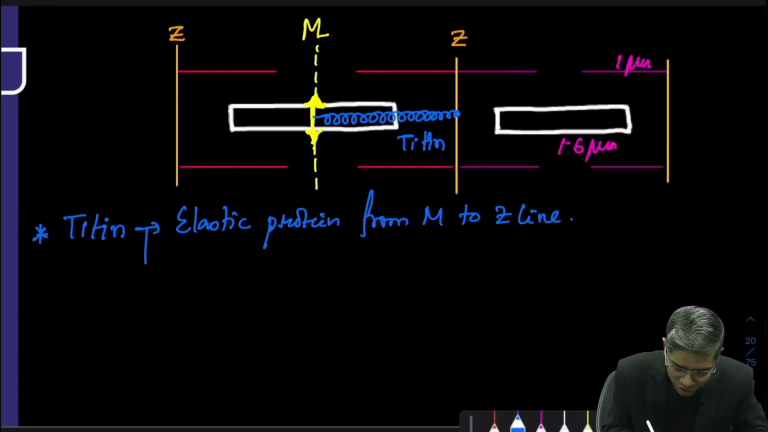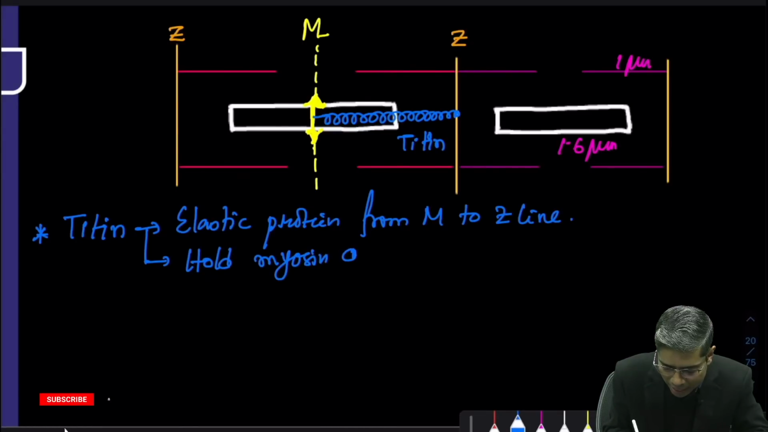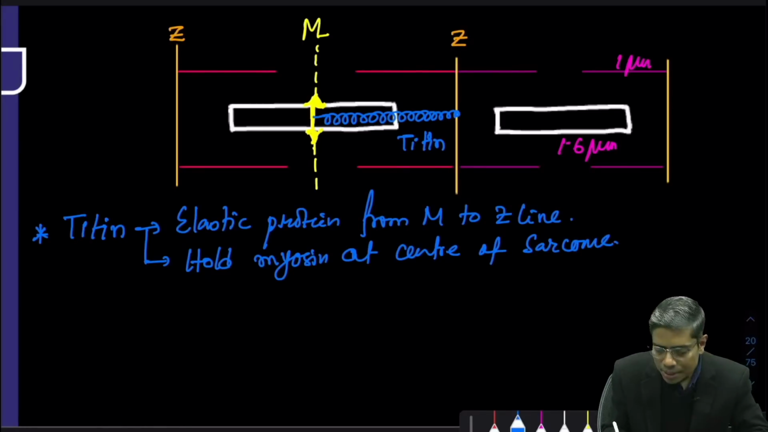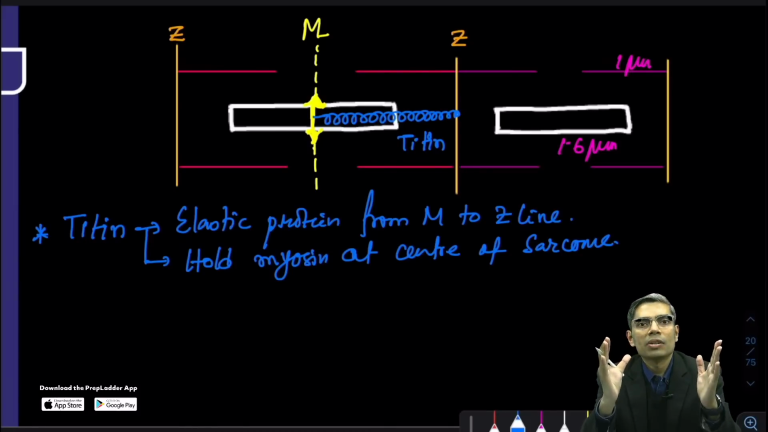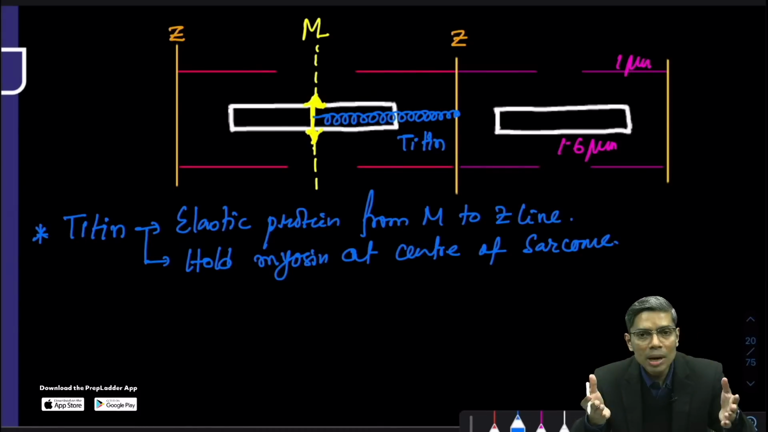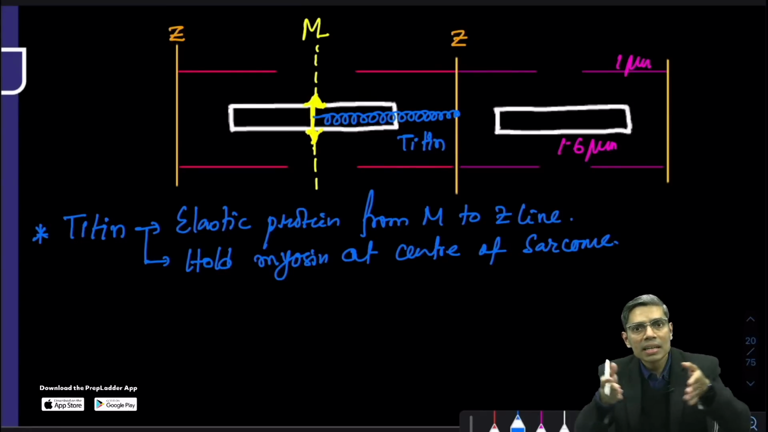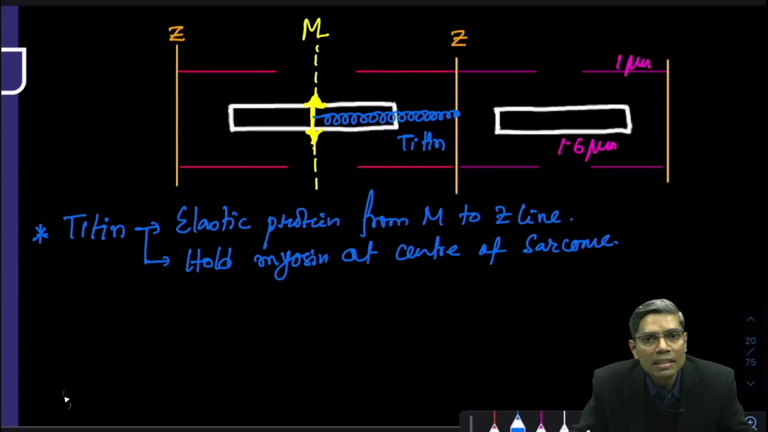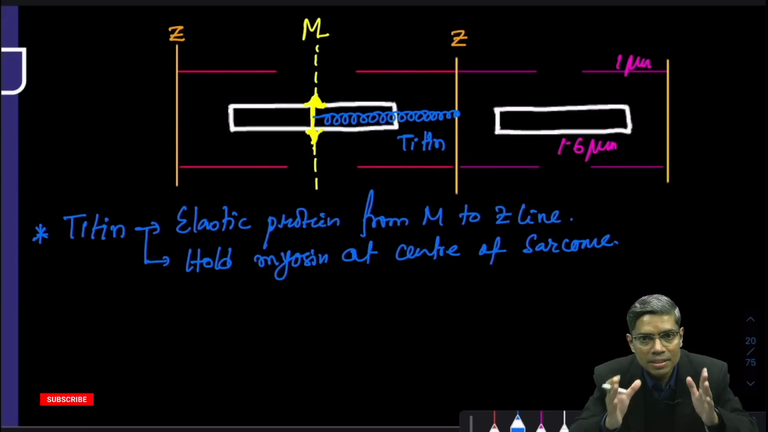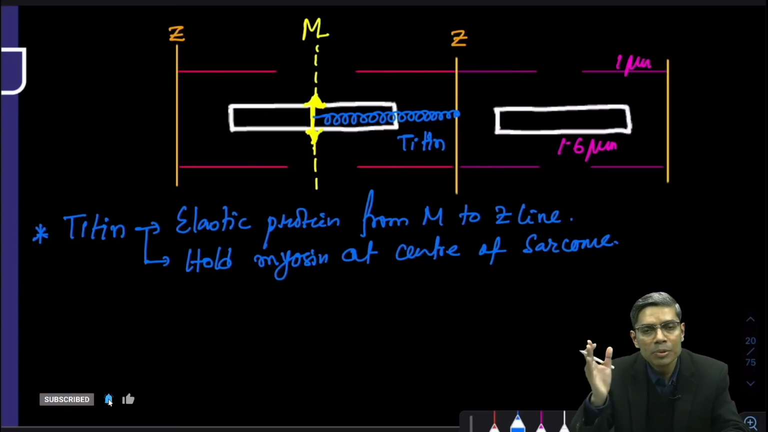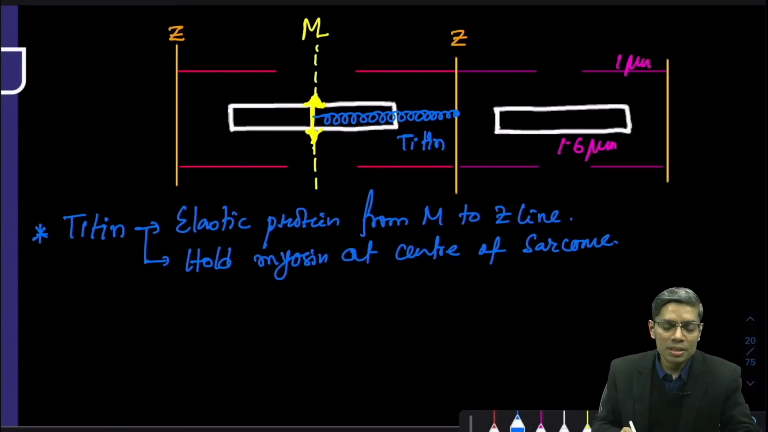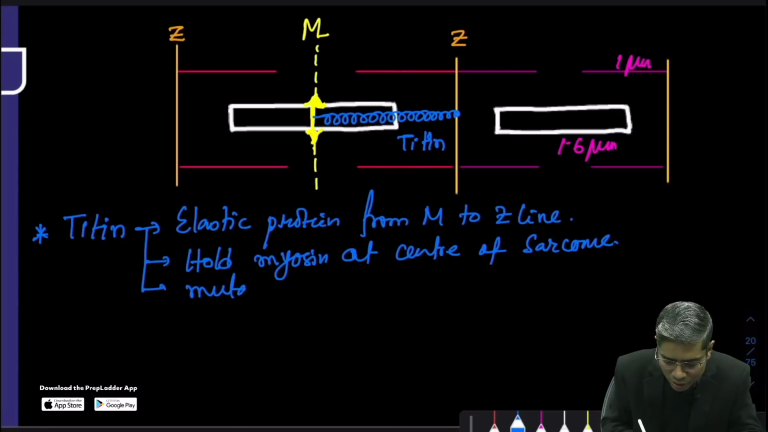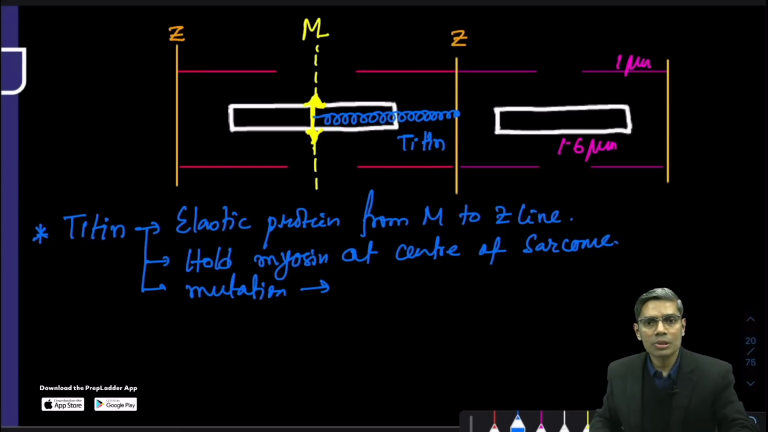Now see, the function of this titin is that it holds myosin at the center of the sarcomere. Myosin we always draw at the center of the sarcomere, but we have not thought about how the myosin stays at the center, why it is not moving here and there. What is the attachment between this myosin and the Z line? There must be some attachment, no? And that attachment is done by titin. So titin is fixing the myosin at the center of the sarcomere by connecting the M to the Z line. The third information that you have to remember is that if there is a mutation of this protein, could you tell me what disease is going to happen?